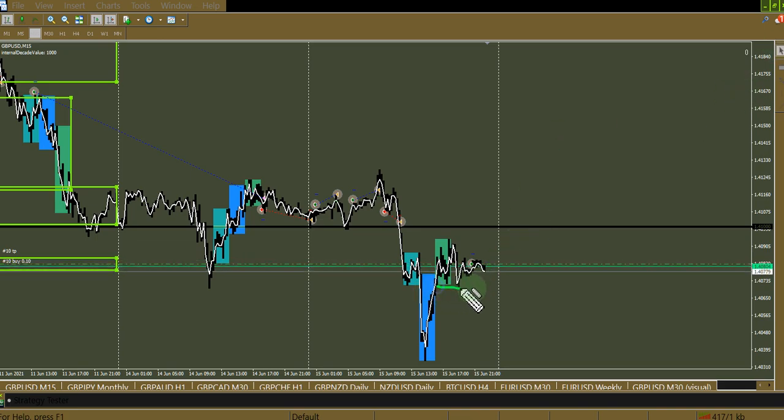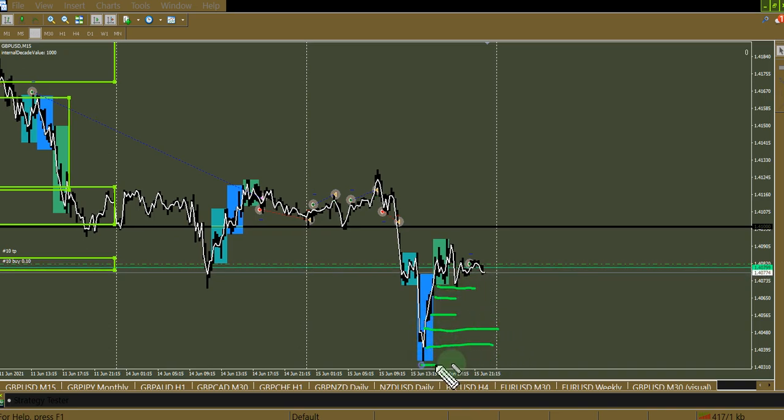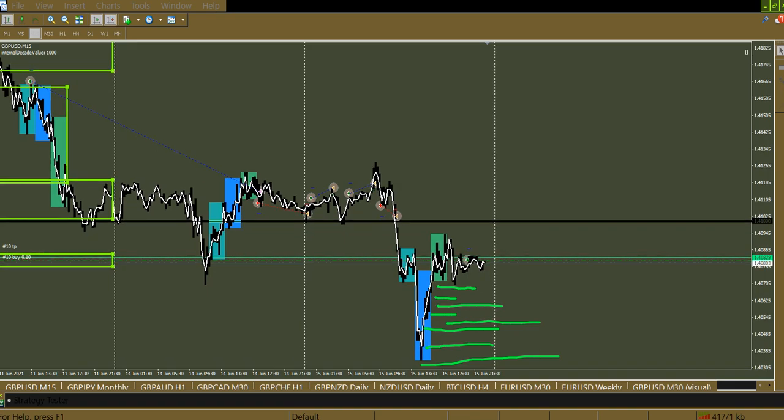So I would put the buy limits in here again. Once again, trying to tap into this crazy price, you know. Just thinking ahead.